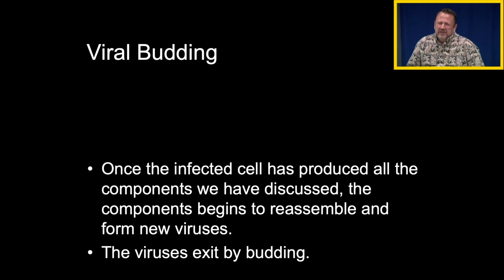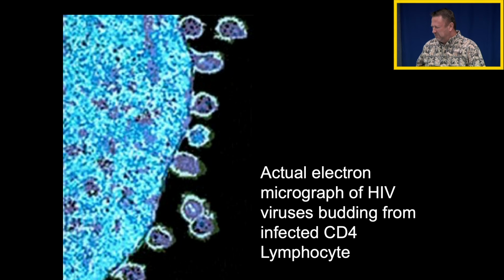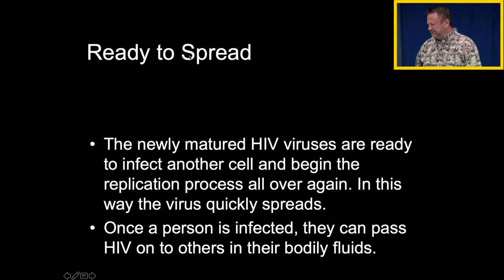All right, so once the infected cell has produced all the components we've talked about, the components begin to reassemble and form new viruses. The viruses exit by budding, and again, this is what we see on this electron micrograph. We see all these HIV viruses emerging, and we can see this matrix on the inside, and then once it buds loose, it takes the phospholipid bilayer and attachment spikes with it.